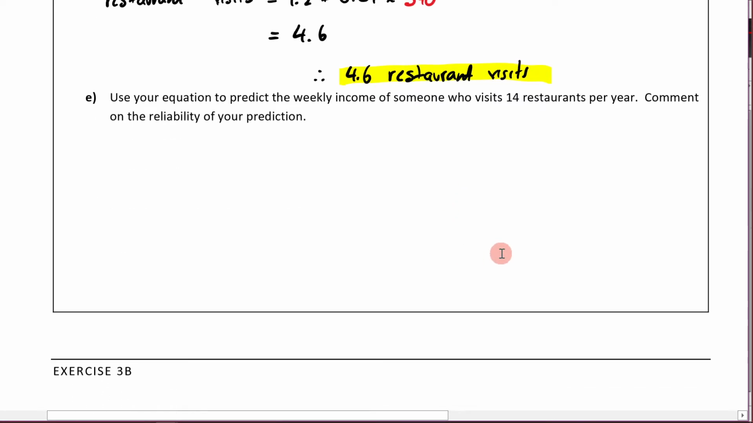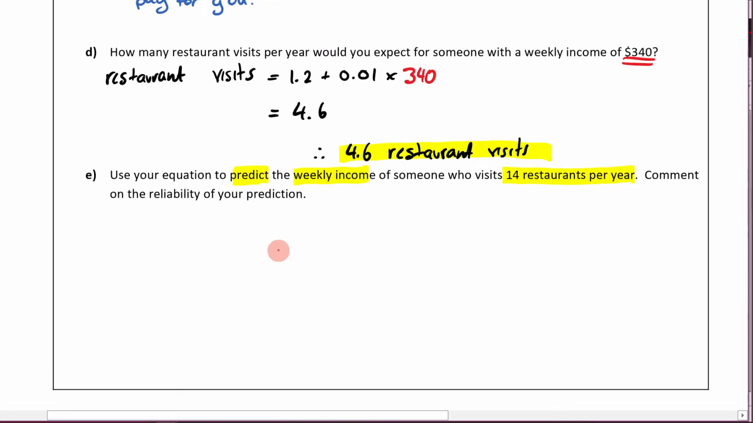Then our last one here. Use your equation to predict the weekly income of someone who visits 14 restaurants per year. Comment on the reliability of your prediction. Okay, so let's first predict it. We know the restaurant visits is going to be 14. So we have 14 is equal to 1.2 plus 0.01 times, and what I'm trying to figure out is their income.